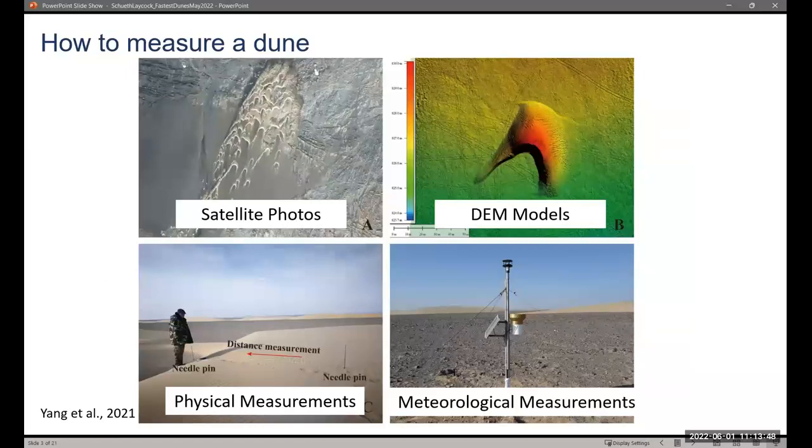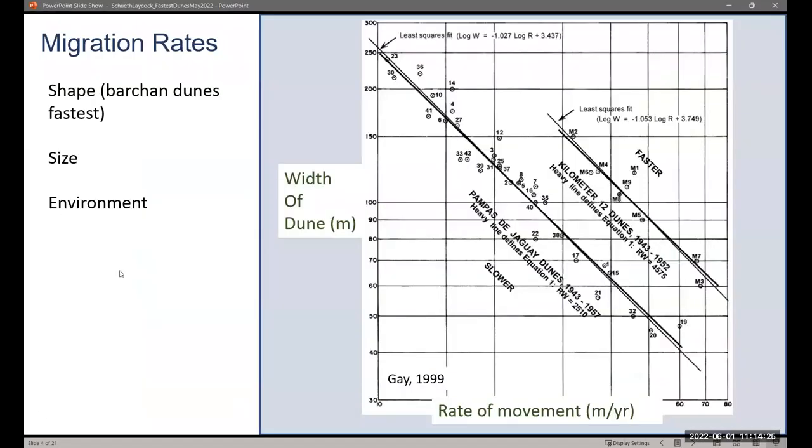Sand dunes have been measured in a lot of different ways throughout time, including the use of satellite photos. Digital elevation models can tell us where sand dunes are at various times. Physical measurements, in the picture I have here in the bottom left, show a person putting a stake in the ground right there and measuring the actual movement of the dune crest through time. And in general, these accompany meteorological measurements to compare things like the wind speed and other things that could be important to understanding where and how dunes move.